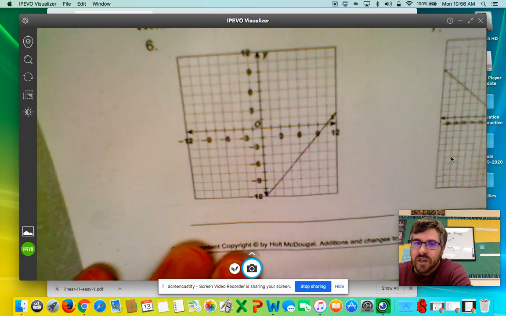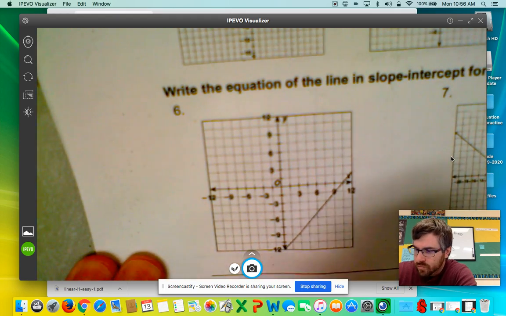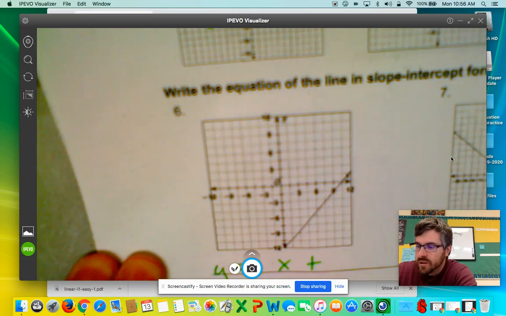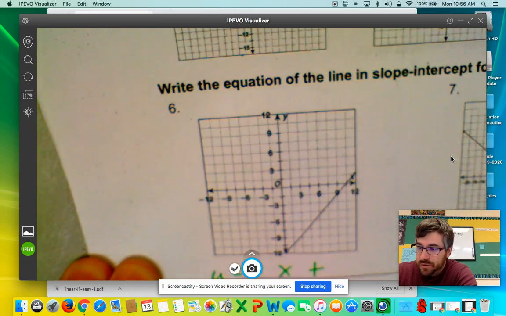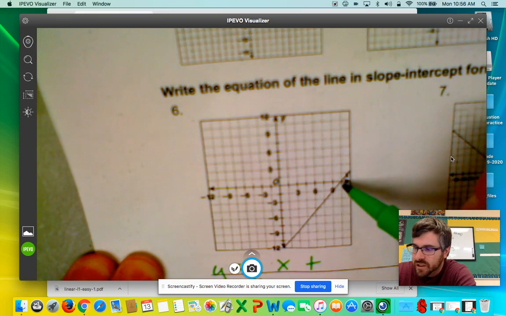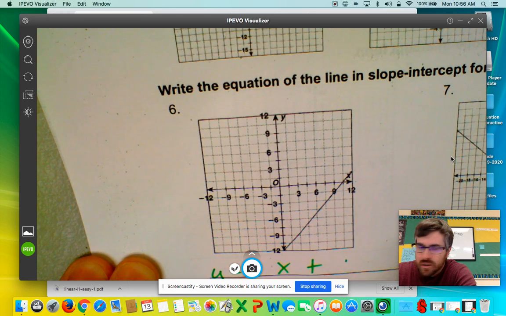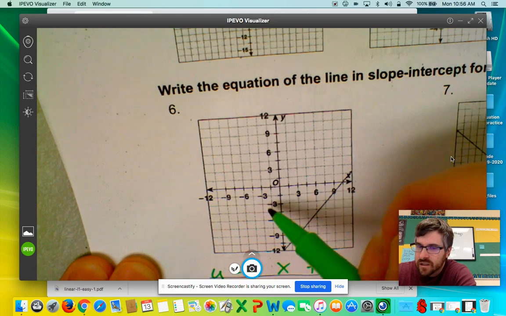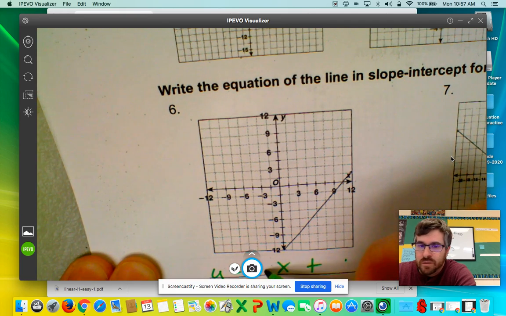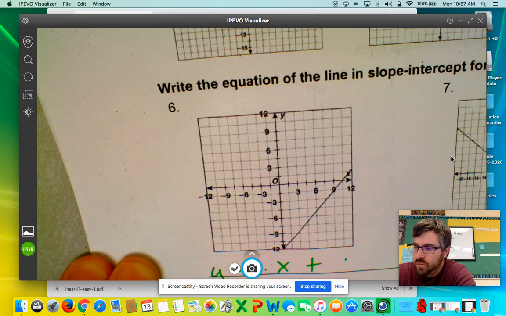And let's look down here. Write it in slope-intercept form. I'll get you started. This is your slope, so you have to do the slope triangle to find your points. And then your b, where does it cross the y-axis? I'll give you a hint, it's right down here. And then you put your numbers into the equation. You're all done.